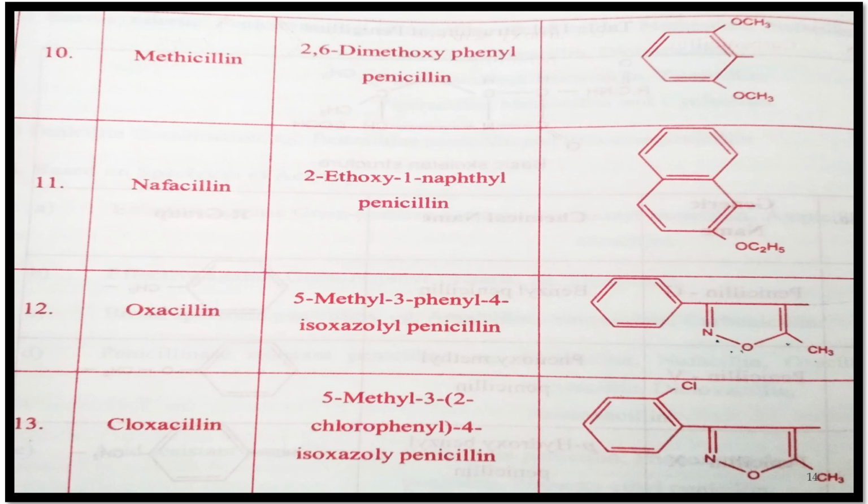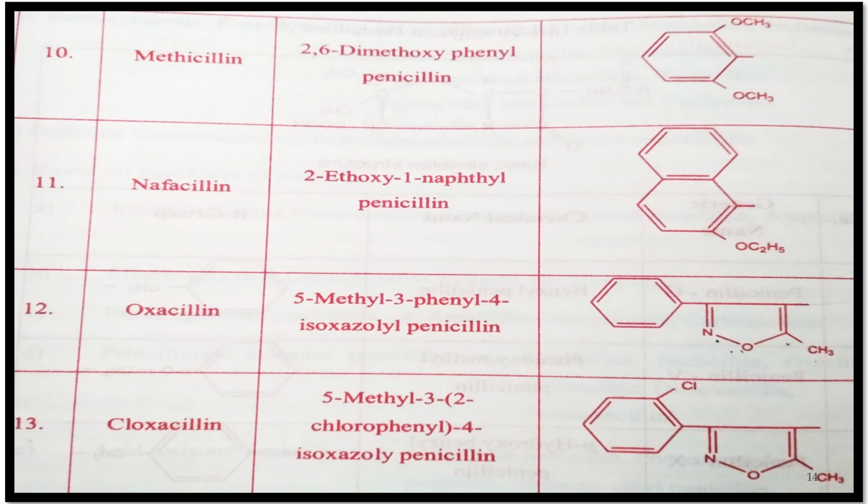What is isoxazole? It's a 5-membered ring with 1 oxygen and 1 nitrogen. So the preference goes to oxygen, and numbering starts from oxygen of the isoxazole nucleus. First numbering is given to oxygen, second to nitrogen, and the third to the carbon which is attached to the phenyl group, and the fourth carbon is attached to the acyl amino side chain, and the fifth is attached with a methyl group. So in oxacillin, the R group will be 5-methyl 3-phenyl 4-isoxazole nucleus.